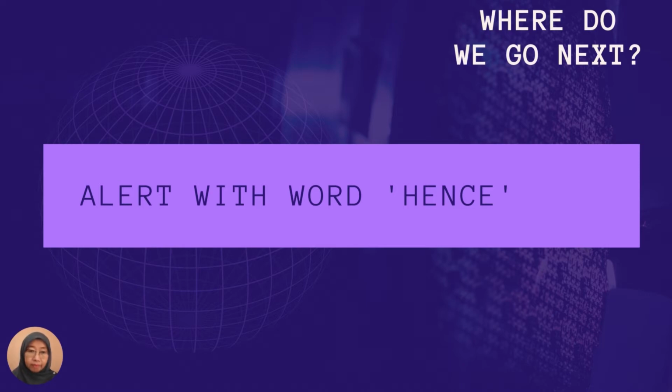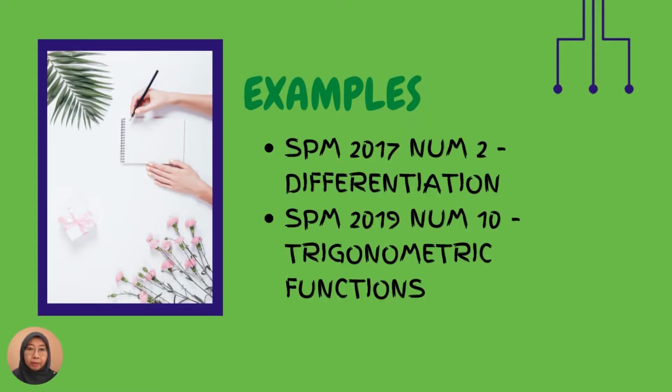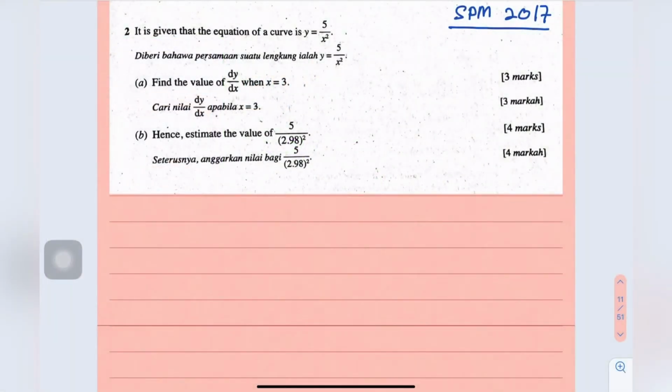Okey. So untuk ni kita ada beberapa contoh. Kita akan buat contoh SPM 2017 question number 2 soalan differentiation, pembezaan, dengan SPM 2019 question number 10 soalan trigonometric function, fungsi trigonometrik. Okay, so now we are going to discuss question of SPM 2017, question number 2.